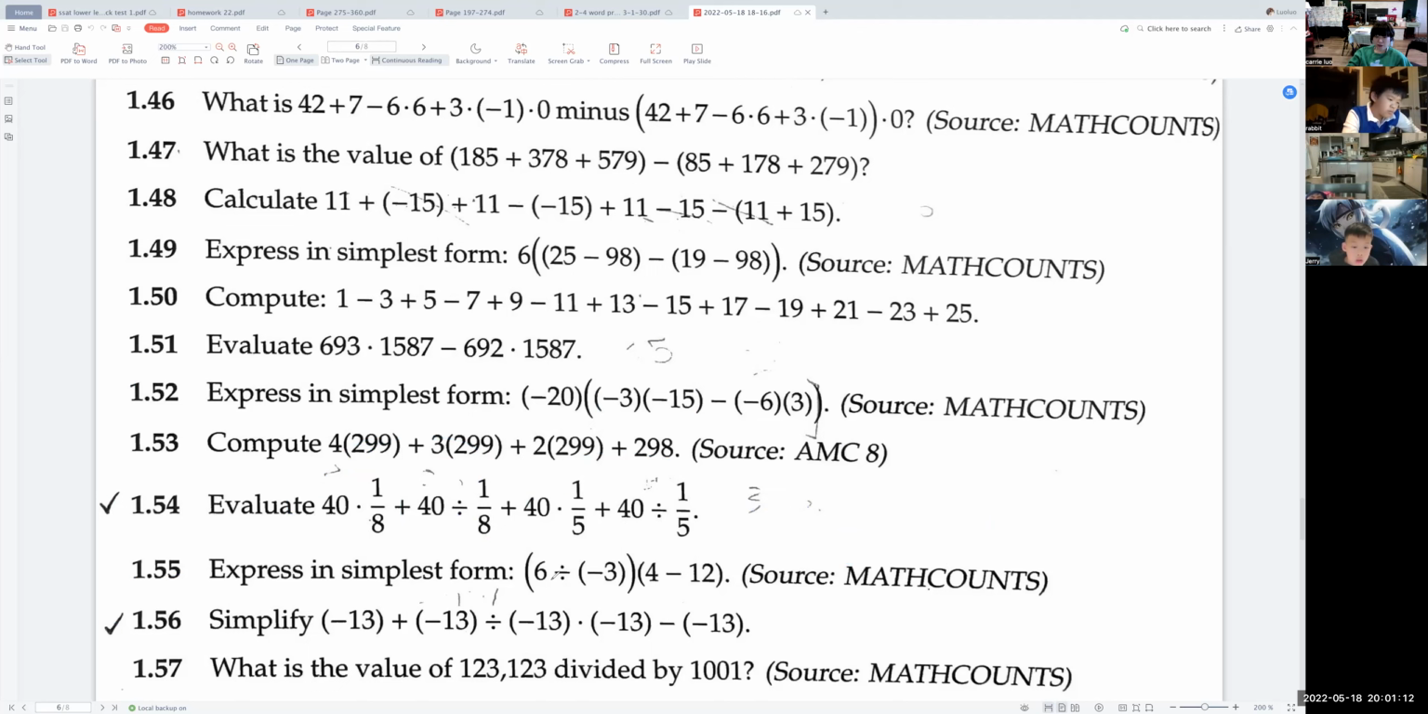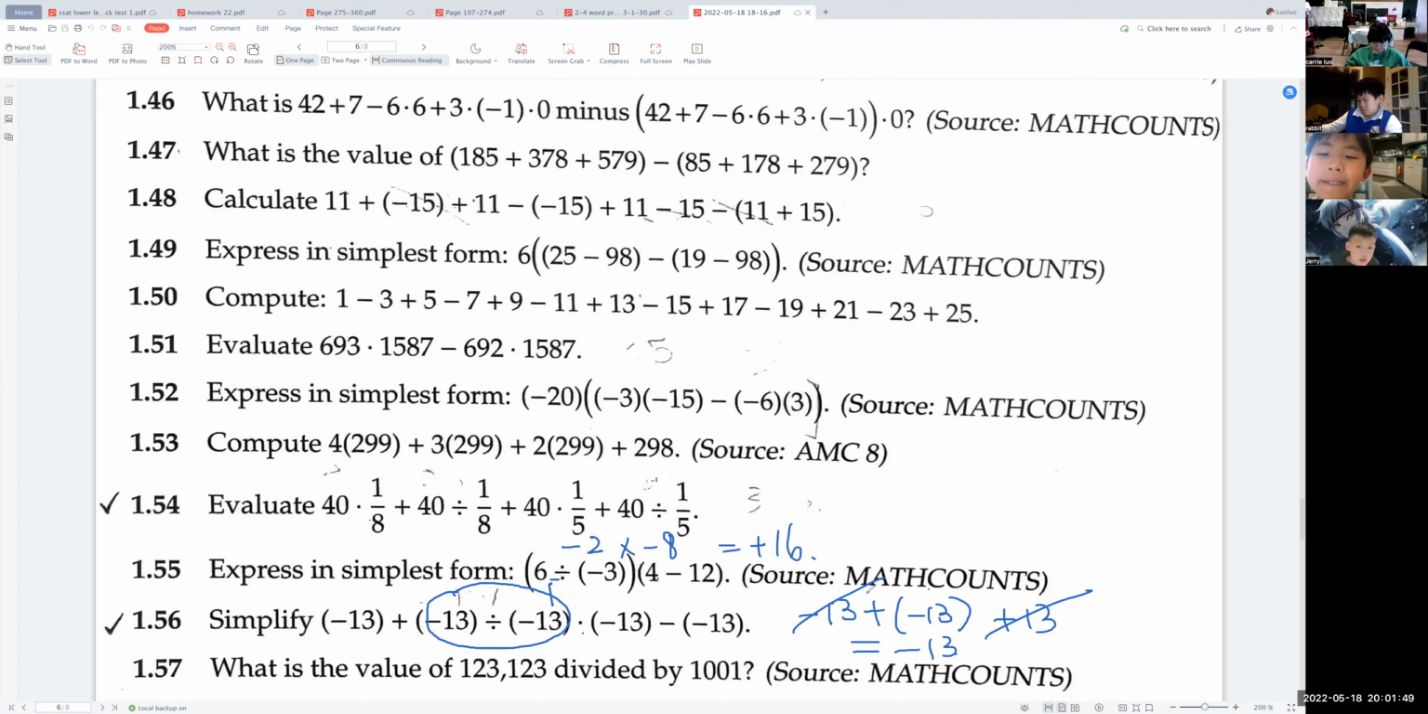So let's take a look at the next one. 6 divided by negative 3 equals negative 2. 4 minus 12 equals negative 8. So negative 2 times negative 8 equals positive 16. Okay, so this question, very easy to make mistakes. This one, you need to do first. So negative 13 plus negative 13 and plus 13. So this one is gone. So the answer is negative 13.